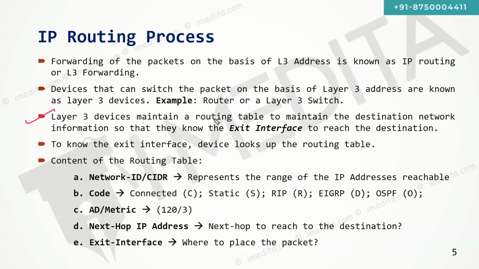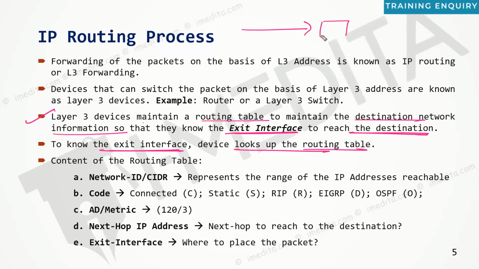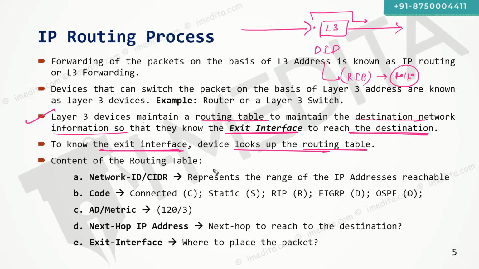So layer 3 devices maintain a routing table to keep the destination network information so that they know the exit interface to reach the destination. And to know the exit interface, they look up the routing table. Once a layer 3 device, such as a router or a layer 3 switch, receives a packet, it has to forward that packet based on the destination IP. It is going to take a look at the routing table, look up what the exit interface is for this destination, and then the packet will be placed onto that particular exit interface.